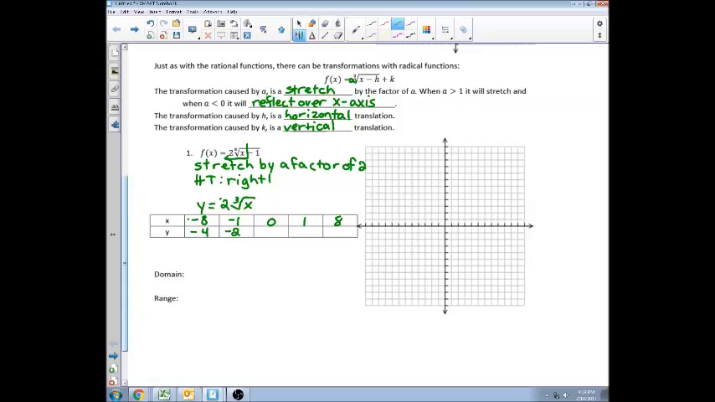The cube root of 0 is 0. 0 times 2 is 0. The cube root of 1 is 1. 1 times 2 is 2. And the cube root of 8 is 2. 2 times 2 is 4. I can go ahead and plot these points now. So go to -8. 1, 2, 3, 8. And down 4. 1, 2, 3, 4. Then I go to -1, -2.